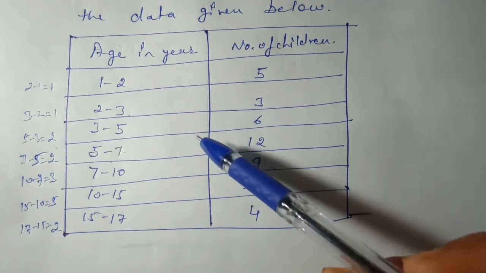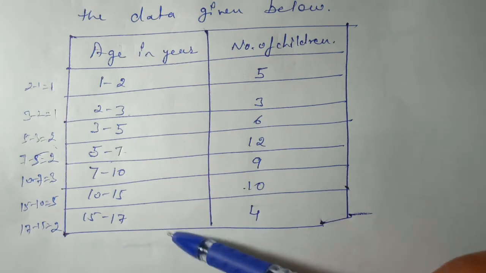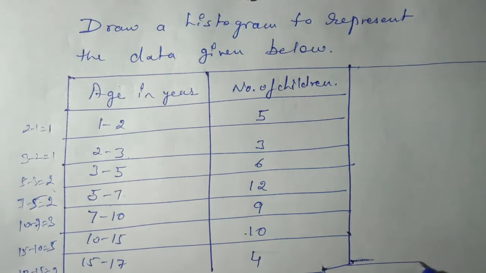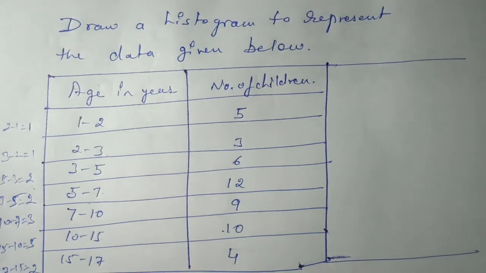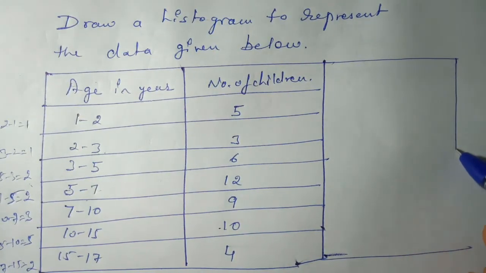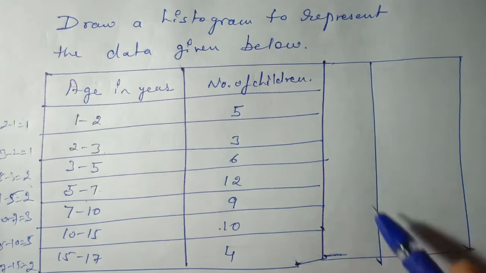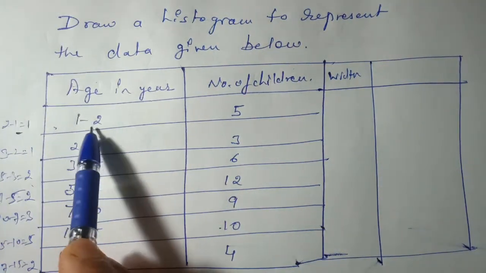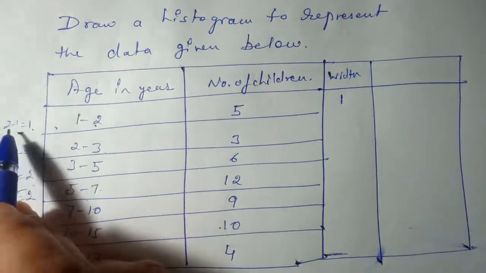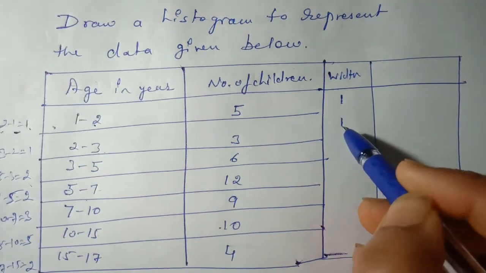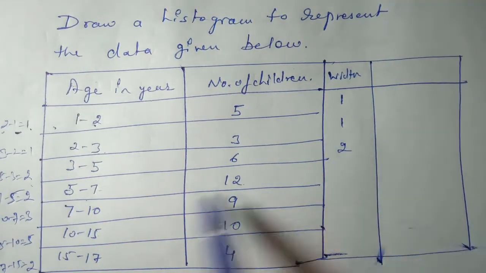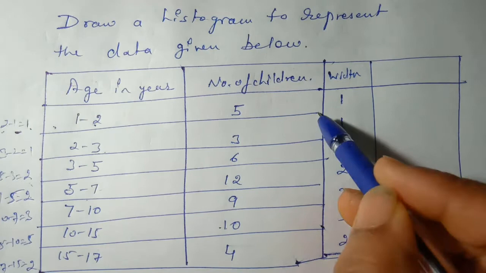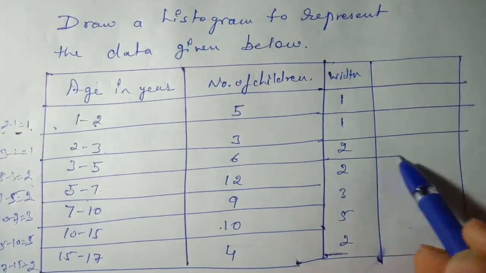What we're going to do is find the length of the rectangular strip. So let us first make two columns. First, we're going to take the width. Width means class size. So here we find the width is 1 by subtraction, which we have done over here. Here also we have width 1, here width 2, here width 2, then here 3, then 5 and 2.